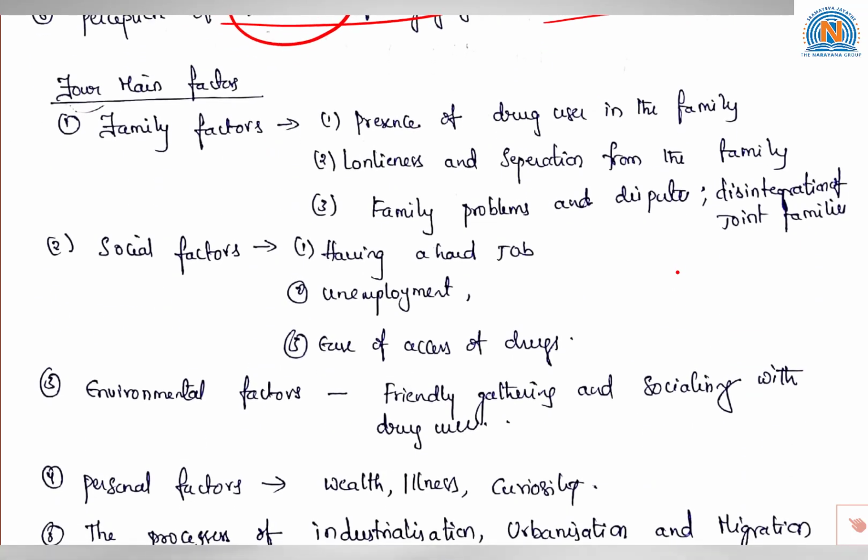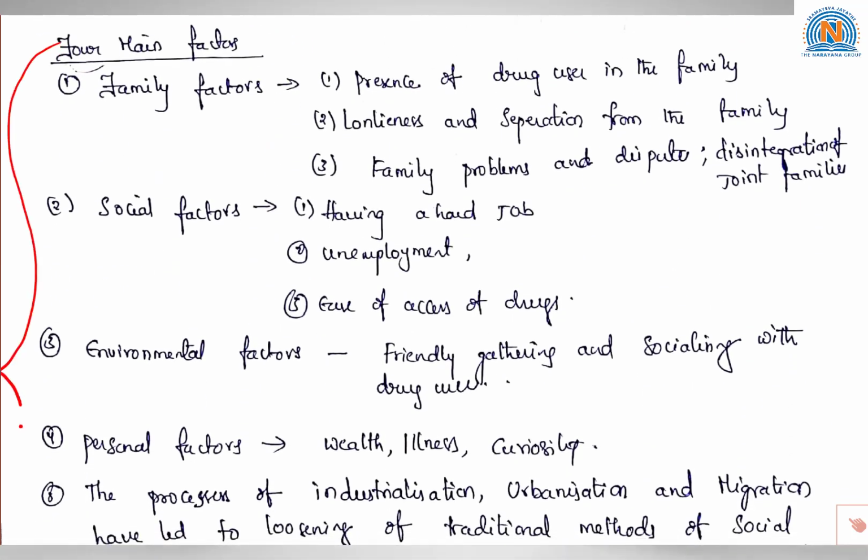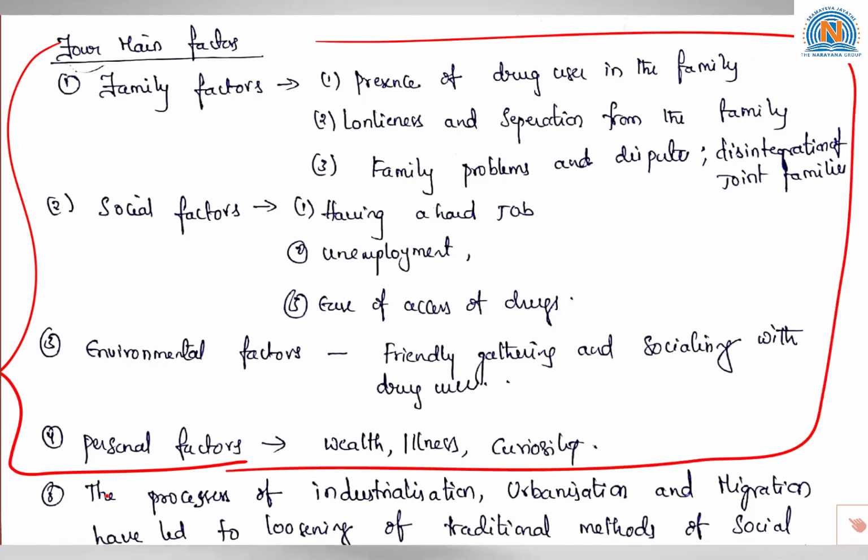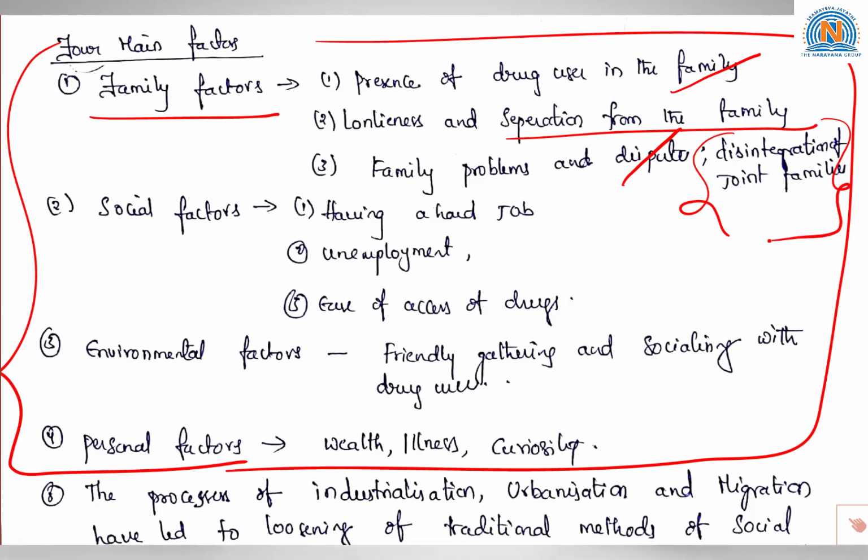I have also segregated them into different factors so that the structure of your answer will be effective in mains answer writing. So I have divided it into family factors, which includes presence of a drug user in the family, loneliness and separation from the family, family problems and disputes, and disintegration of joint families. Previously, the elderly people in the family used to look after the children, but with the disintegration of joint families and emergence of nuclear families, where men and women both have become the bread earners, it has led to ineffective parenting. So these are all the family factors.